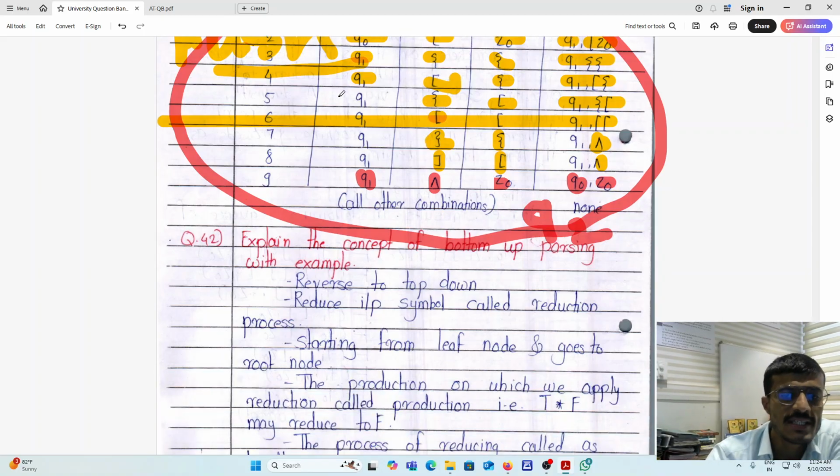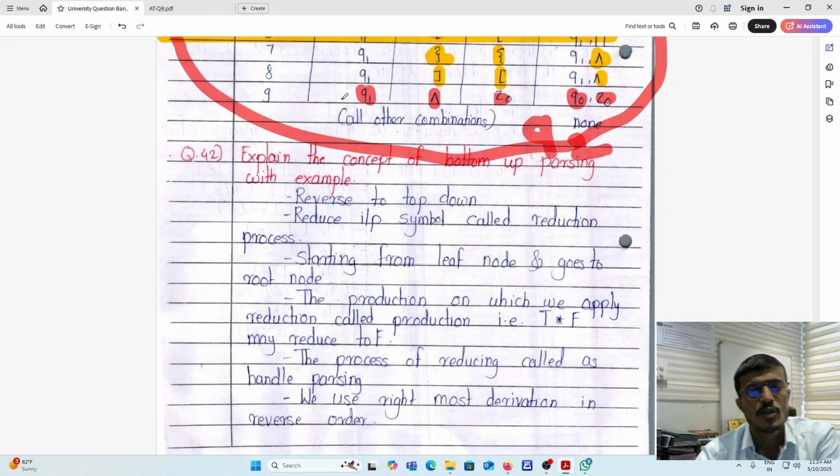Then next one, concept of bottom-up parsing. So basically, bottom-up parsing is the opposite of top-down parsing. Okay, and reducing the input symbols is called the reduction process. In bottom-up parsing, we start from the leaf node and go towards the root node.